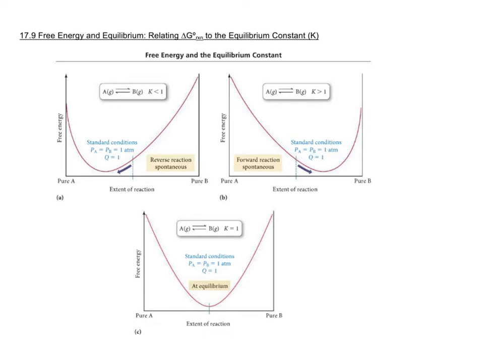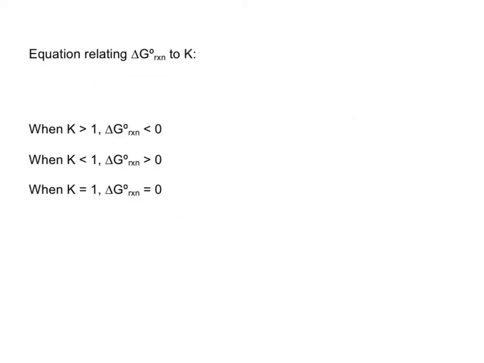So here we have a reaction that goes both directions. If the reactants are favored, it would be positive delta G, and if the products are favored, it would be negative delta G, and if they're equally favored, or K is 1, then we're going to get a delta G of 0. So this slide just sums up what I just said to you.